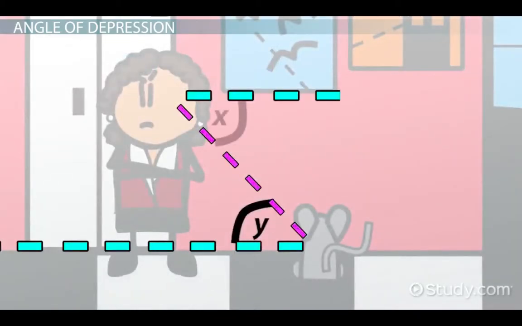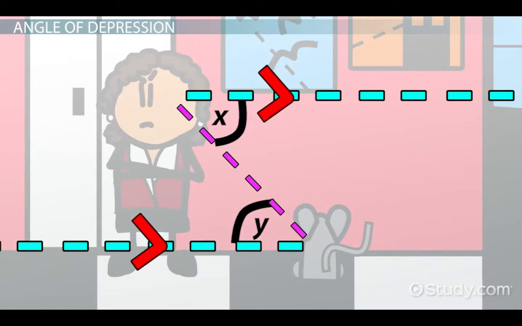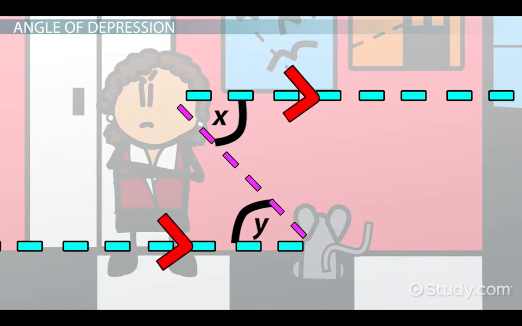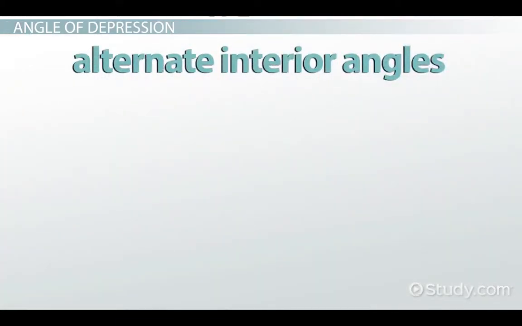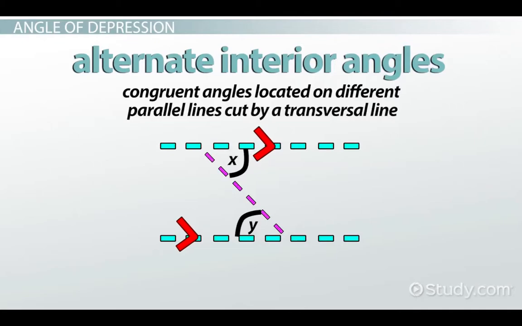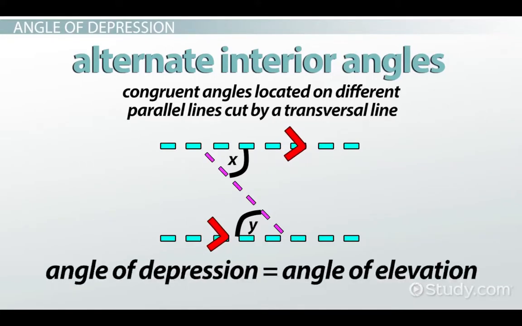Since both the angle of depression and angle of elevation are the same, angles x and y in this diagram have the same measure. And since both the top and bottom lines in the diagram are parallel lines, x and y form alternate interior angles, or congruent angles located on different parallel lines cut by a transversal line, which means x equals y. Therefore, the angle of depression equals the angle of elevation.